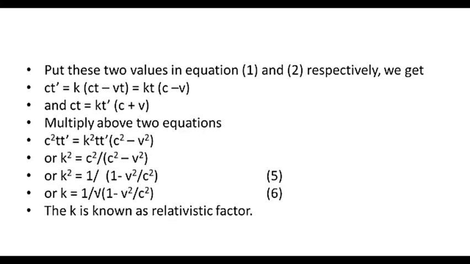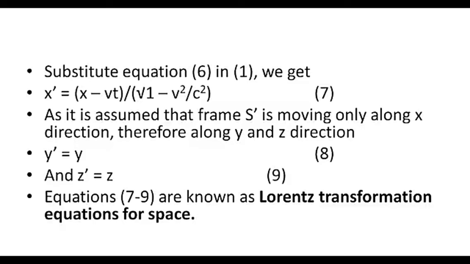Now put these values in equations 1 and 2 respectively. We get x dash equals k(ct minus vt), or x dash equals kt(c minus v), and ct equals kt dash(c plus v). Now multiply the above equations, so it will be c squared t t dash equals k squared t t dash (c squared minus v squared), because t t dash will be cancelled. So k squared equals c squared by (c squared minus v squared), or k squared equals 1 by (1 minus v squared by c squared), equation number 5, or k is equal to 1 over root of 1 minus v squared by c squared. Now k is known as the relativistic factor.